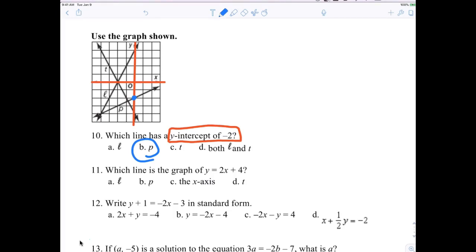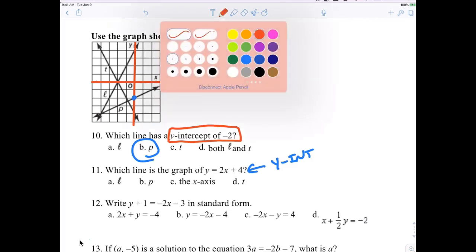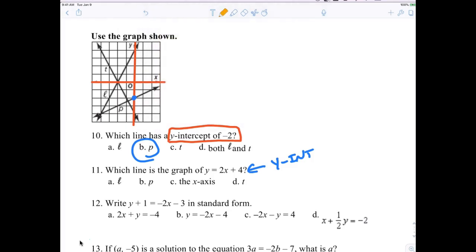Now, which line is y equals 2x plus 4? Well, I need everybody to make sure you write over here, the y-intercept is 4. So now what I want you to do is go find where the y-intercept is 4. The y-intercept is 4 is right there. Does everybody see that? It's kind of hard. The y-intercept is 4 is right there. What letter is that, or what line is that? L. All right, so that is L.